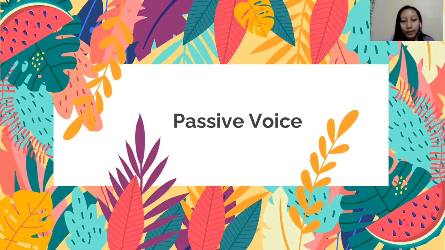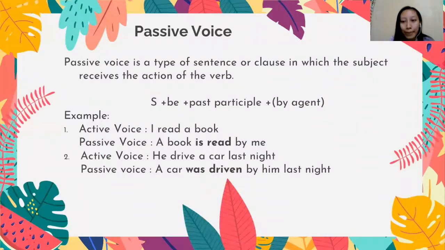I will start the presentation about passive voice. Next. Passive voice is a type of sentence or clause in which the subject receives the action of the verb. The formula of passive voice is subject plus be plus past participle plus by agent.